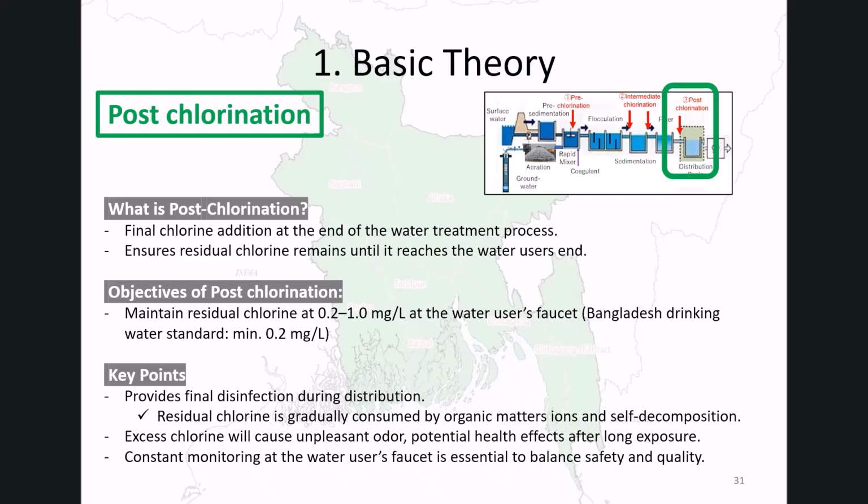However, residual chlorine is gradually consumed by natural decomposition and reaction with the tiny substances remaining in the treated water or in the pipes, such as organic matter, as water travels through the network. Excess chlorine creates unpleasant odor and can affect health if exposure continues over time. Therefore, constant monitoring at the user's faucet is essential to balance safety and acceptability.